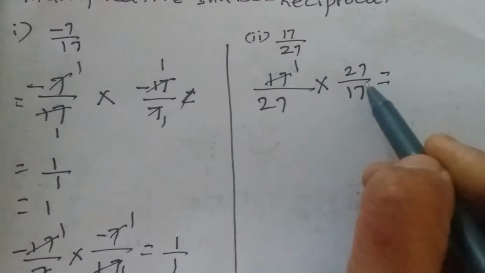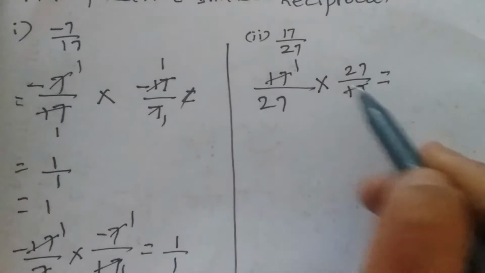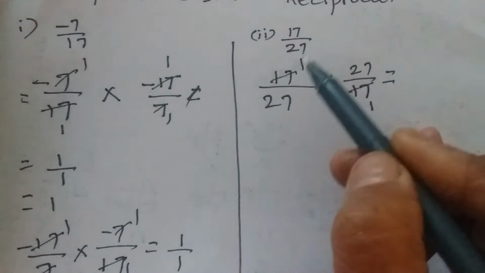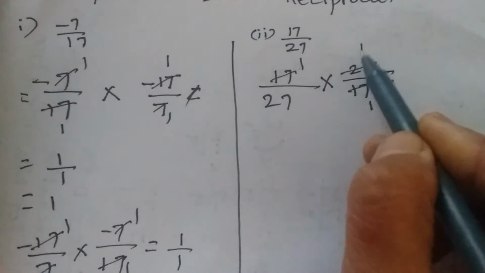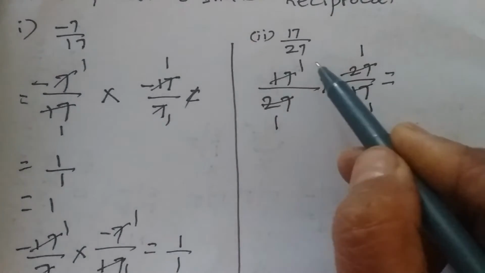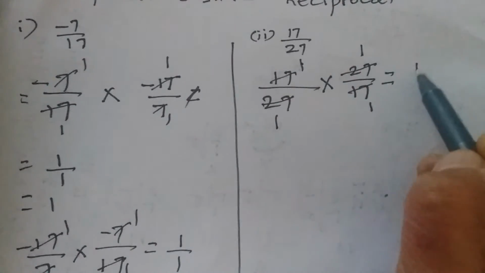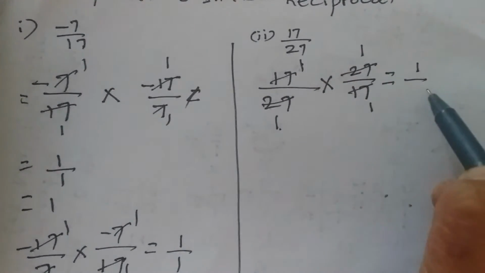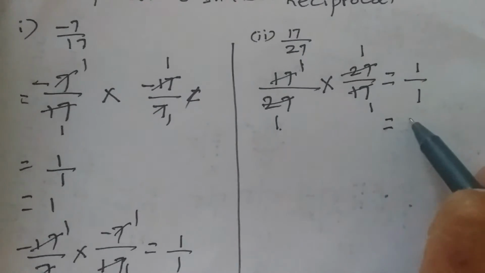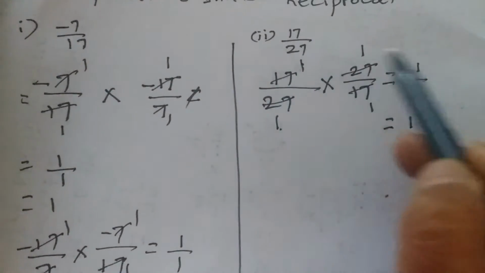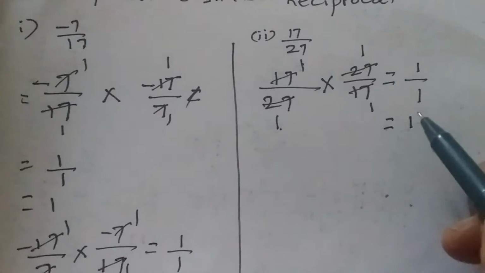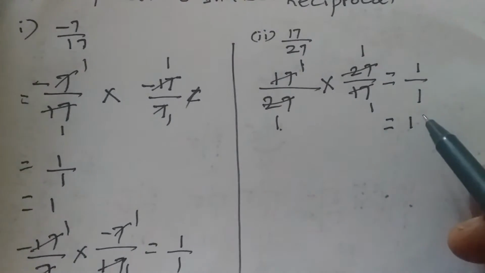So 17 ones are 17, 17 ones are 17. Both are same numbers, we can cancel by that number itself. 27 ones are 27, 27 ones are 27. So numerator 1 into 1 is 1, denominator 1 into 1 is 1, and 1 divided by 1 is also 1. When you multiply two ones you get 1, and when you divide two ones you also get 1.